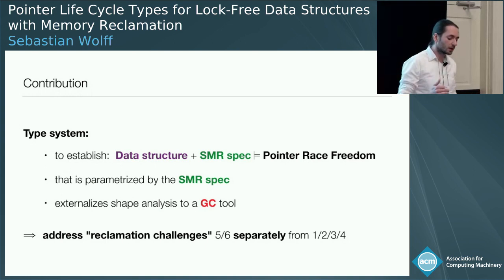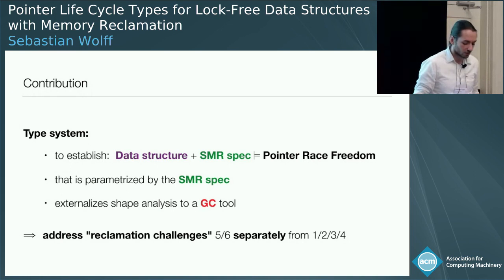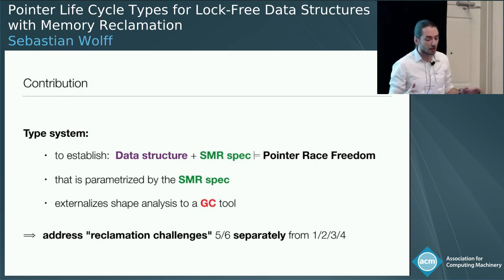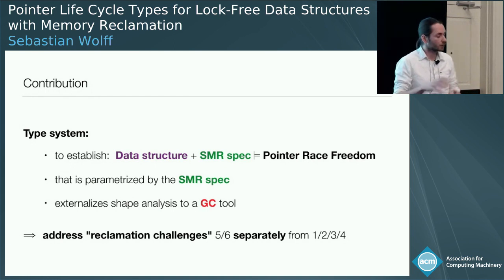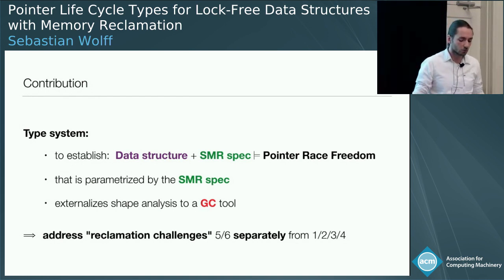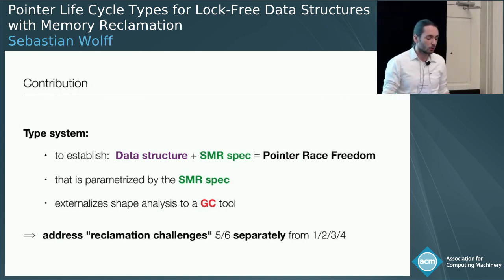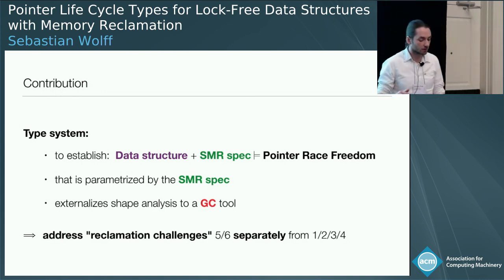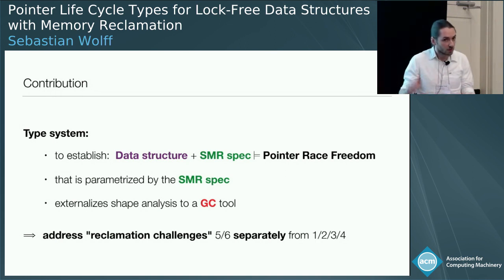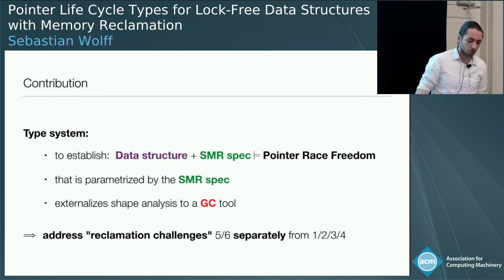So it's like you're giving us the specification and we can instantiate our type system for your specification. Additionally, our type system is unaware of the shape of the data structure, so it doesn't care whether it's a list, a stack, or a tree, or whatever. It externalizes all the reasoning about this into a garbage collection tool. So what we have achieved with our type system is that we can separately address the reclamation challenges, so the challenges 5 and 6 from earlier, separately from the GC challenges 1 to 4.